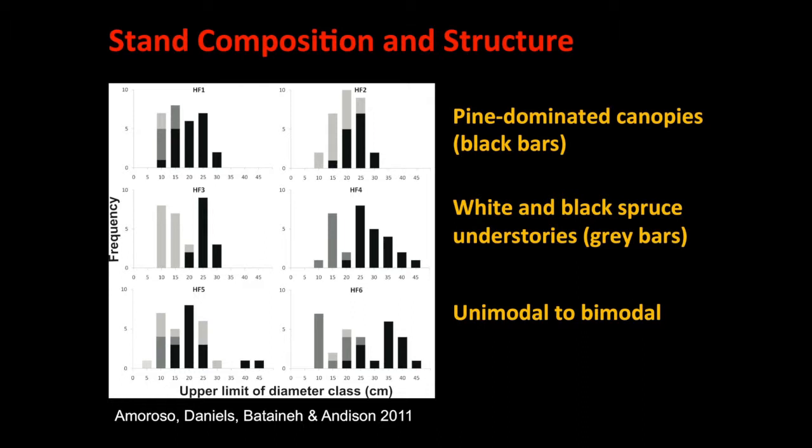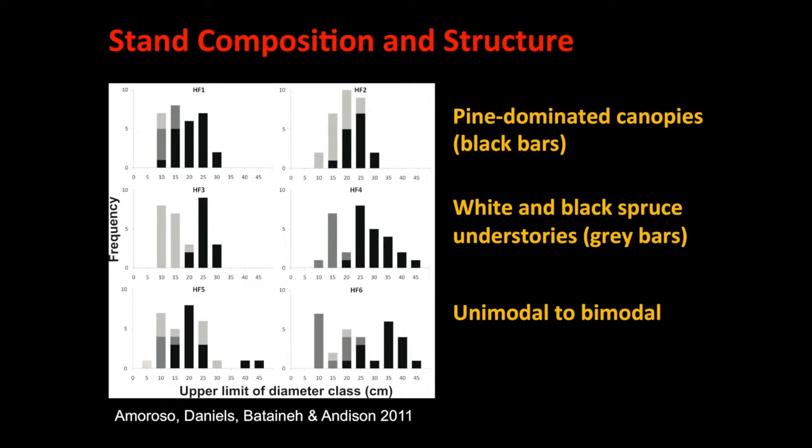So in each of our 6 sites that we worked on up in the Berland area, we had lodgepole pine as the dominant species, and it was the dominant species in terms of size, the largest diameter classes, and dominant in the canopy at all of the sites. And then, as you might anticipate as well, there was white and black spruce in the understories. Those are the gray bars of different shades. And they were typically the smaller trees on the site, certainly understory in terms of their height stature.